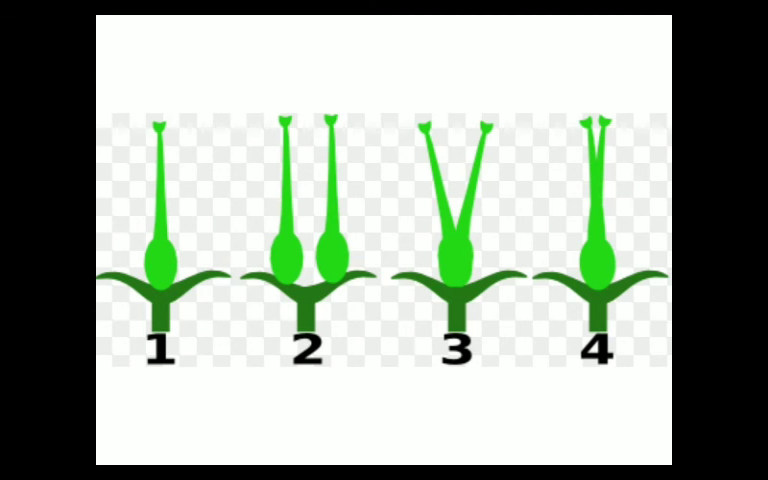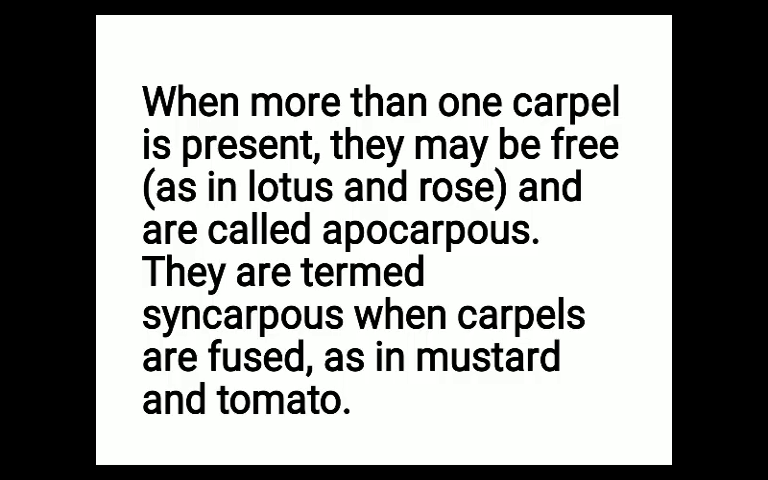But in diagrams number 3 and 4, we can clearly see the fusion of carpels. The two carpels are fused together, so this condition is known as syncarpous condition. We have to remember, in apocarpous condition, carpels remain free. In syncarpous condition, the carpels remain united or fused. Examples also we have to remember. What will be the example of apocarpous condition? Examples are lotus and rose. What will be the example of syncarpous condition? Examples are mustard and tomato.